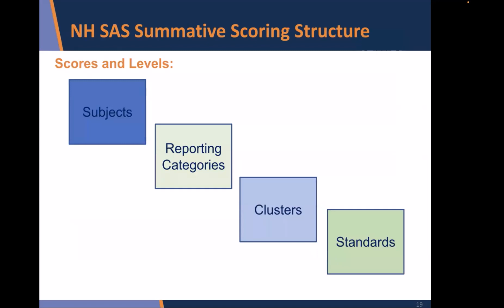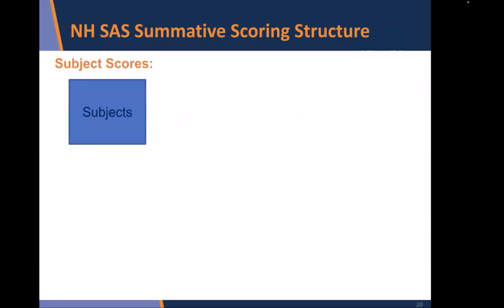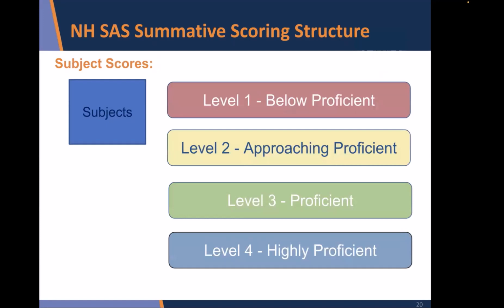So the scores and the levels, same structure for scoring, but I want to talk a little bit about the scoring and what levels of scoring we have. So for the subject scores, you are going to have 4 levels of proficiency for a subject. So for ELA, for math, for science, you're going to have a level 1, which is below proficient, 2 approaching, 3 is proficient, and 4 is highly proficient. This correlates with the colors that you see in PerformancePLUS as well.